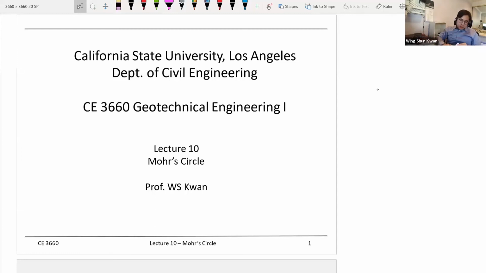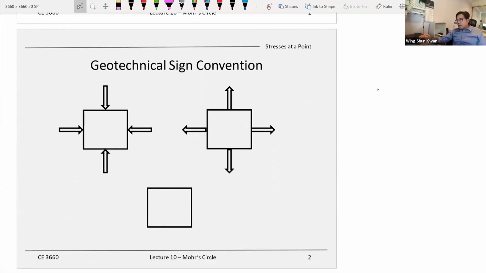Okay, the next topic is Mohr's Circles. This topic is paving our way to the topic of soil strength, which is the most difficult part of the concepts when we talk about soil behavior. How strong is the soil? It is directly related to your engineering design, your foundation design. So first of all, I'll talk about the geotech conventions.